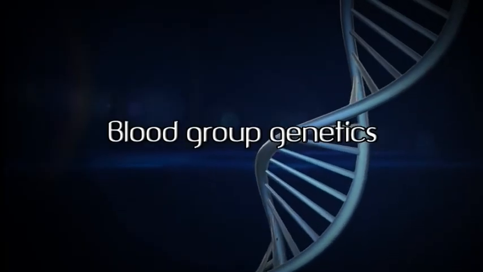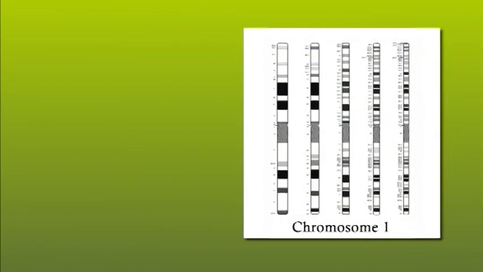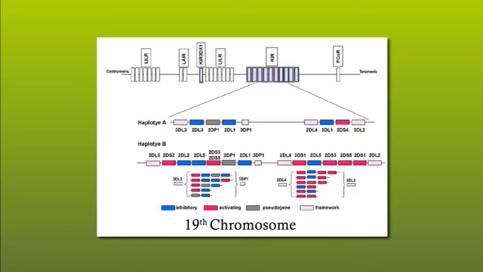Blood group genetics. The ABO gene locus is located on chromosome 9 and the RH gene is located on chromosome 1. The H gene is located on chromosome 19. It encodes for the FUT1 enzyme, also known as fucosyltransferase, which mediates addition of fucose to a type 2 oligosaccharide chain, forming the H antigen, a precursor to each of the ABO blood group antigens.